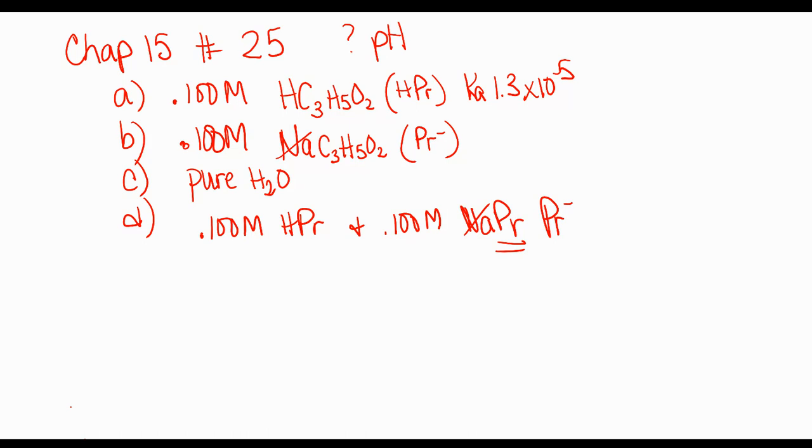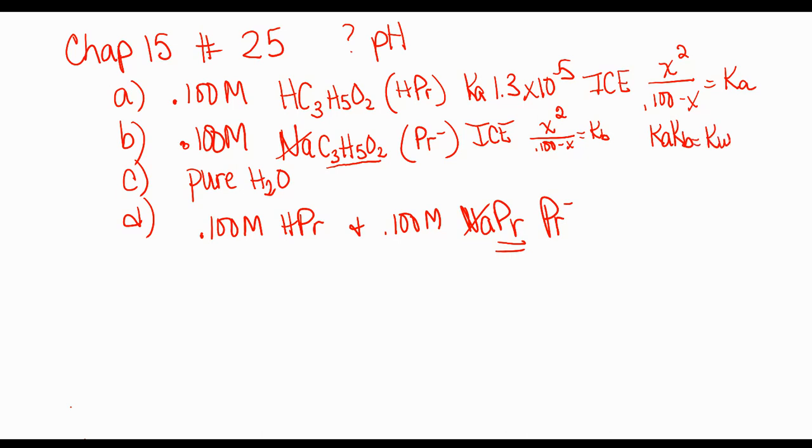Okay, let's just talk about them in concept. The first one is just a weak acid, right? So you'd end up with your ice chart, and then you would simply set it equal to the Ka. The 0.1 molar of the conjugate base, then that's a weak base, right? Because it's the conjugate of a weak acid. So we would have another ice chart again. But this time it would be set to Kb. And we'd find Kb from Kw and Ka from part A. Okay, pure water, neutral.